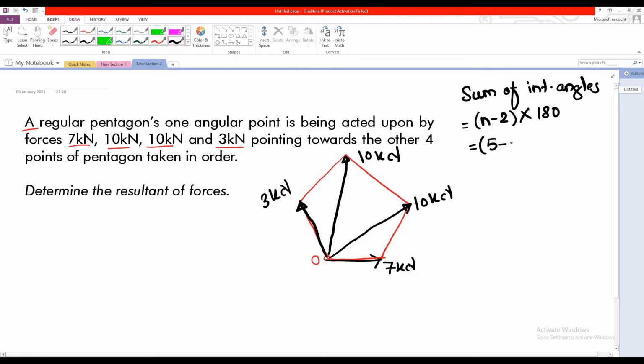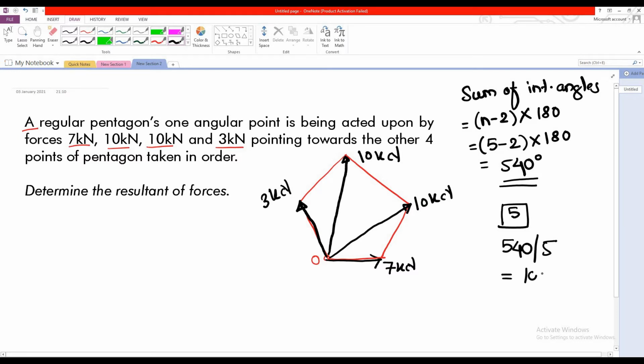Okay, (5 minus 2) into 180. The answer here is 540 degrees. Therefore, the total angle included in this regular pentagon is 540 degrees. How many total angles are here? 5. Since it is a pentagon, there are 5 angles, and all 5 angles are going to be the same, let's say equal. Therefore, when we divide 540 by 5, the answer is 108.